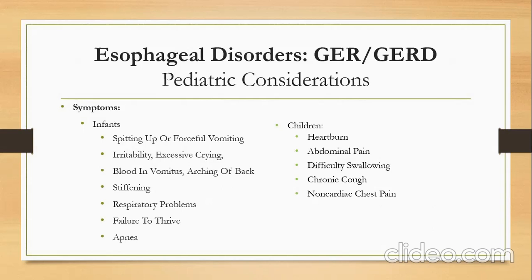There may be arching of the back because remember, it's like that burning in the center of their chest and it's going to the back, radiating to the back. They may be stiff. They may have respiratory problems if they've had aspiration. And again, like I told you, that failure to thrive. And apnea again, respiratory problems because of the aspiration. Older children, they're going to have the same complaints as adults, basically pain with swallowing, not wanting to swallow. They may have a chronic cough, and adults may have that too if they're having chronic GERD.